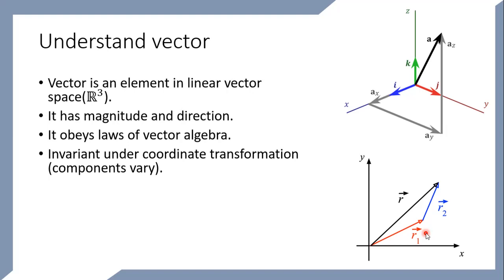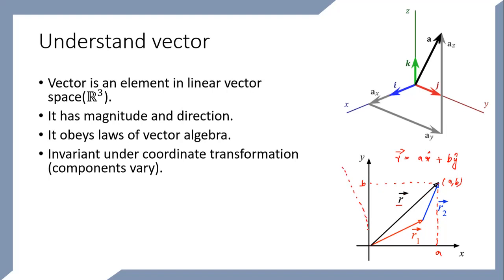Another concept a vector has to obey is that vectors are invariant under coordinate transformation. Let's see how it is. Now consider the vector r. Here we have a vector r which is defined in the space x and y, and let its coordinates be a and b. So I can write this vector r as a x cap plus b y cap, and its coordinates here are a and b. Suppose I change my coordinate system.